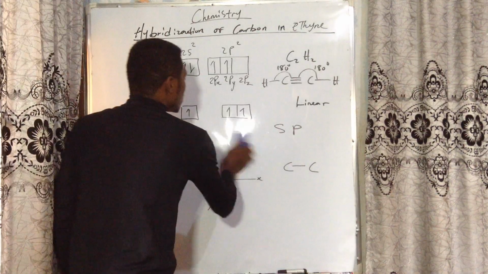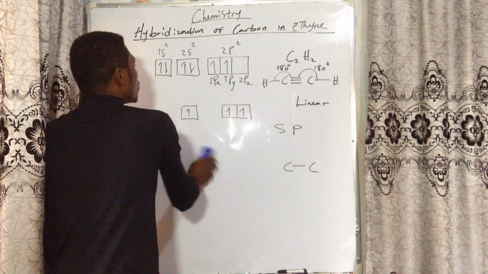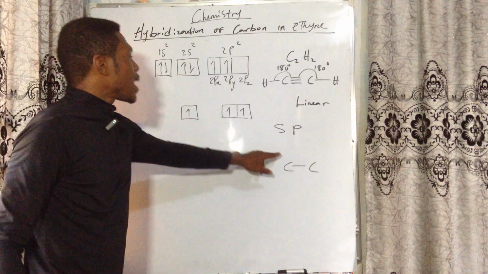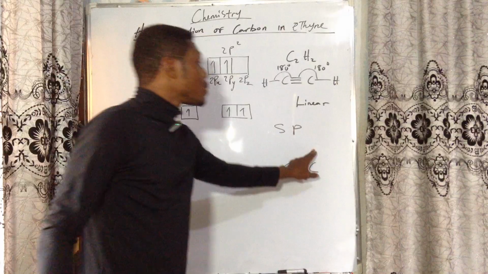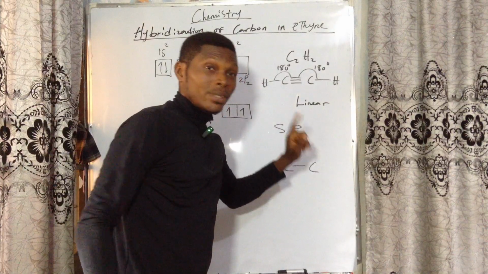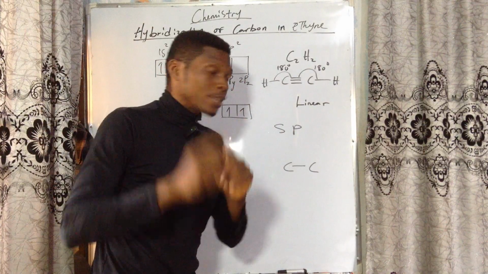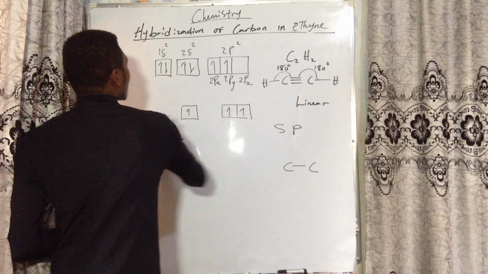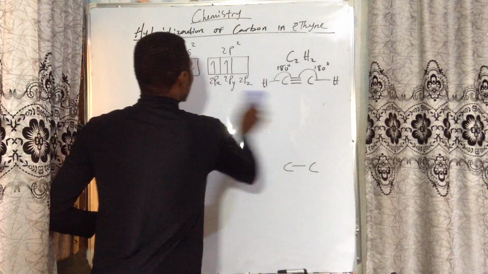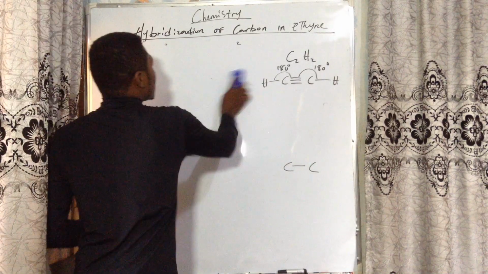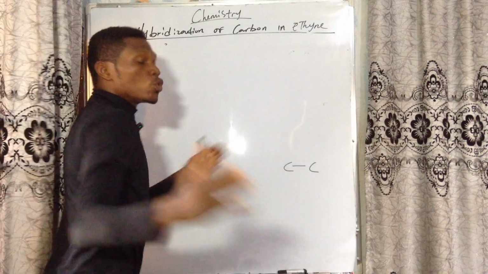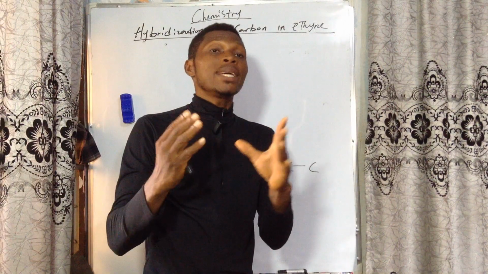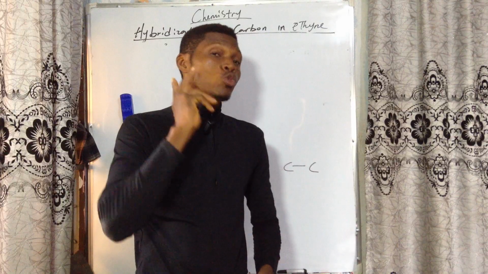Now see what happens. Two unhybridized orbitals are here in this carbon, and another two unhybridized orbitals are in the other carbon, each containing one electron. After the carbons form the sigma bond, the unhybridized orbitals will form pi bonds. They will form two pi bonds.